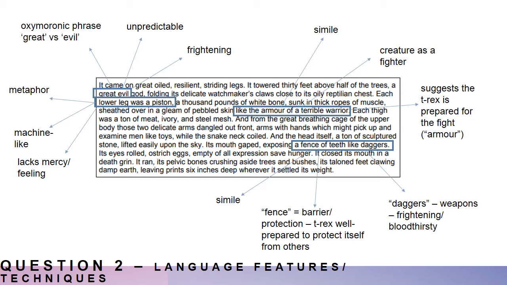And of course, we've got the comparison to daggers, which we know are weapons, again creating quite a frightening feel for a reader. It presents a very bloodthirsty kind of image of this dinosaur. So linking back to what we've said about it lacking mercy and only caring about itself.